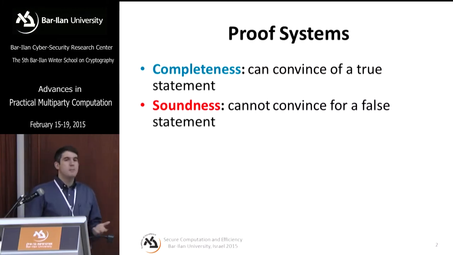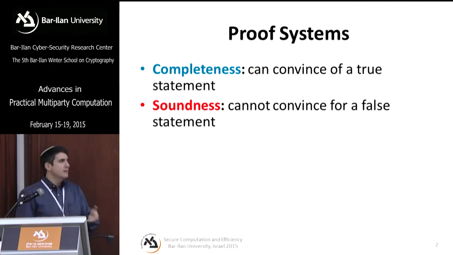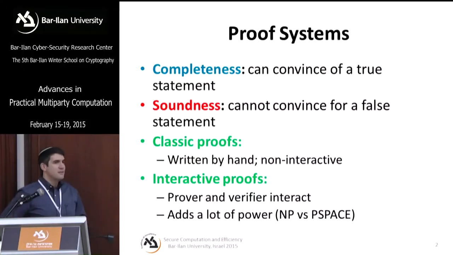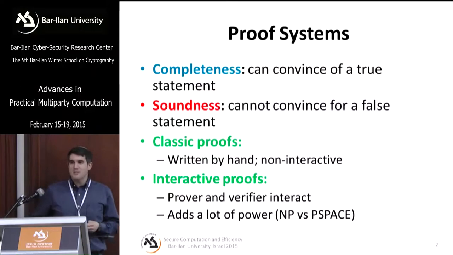When you think about the basic principles of logic, this has a lot to do with coming up with proof systems and how you can prove theorems in a way that will guarantee both completeness and soundness, until Gödel came along and messed everything up. We won't talk about that now. Classic proofs were written by hand, non-interactive. It's what we still do today when we open a textbook and read the proof. The prover spends a lot of time, hopefully, so it'll be easier for us to verify. In papers, it's sometimes the opposite.